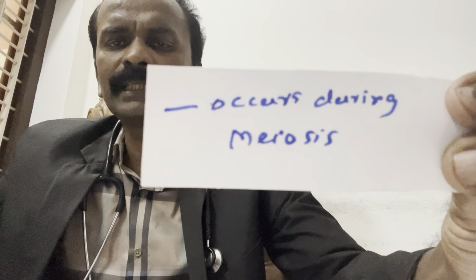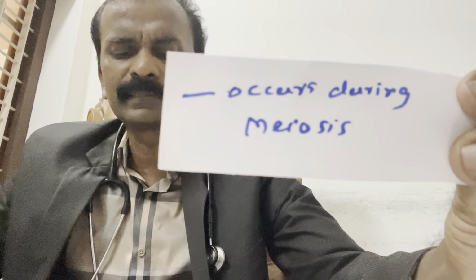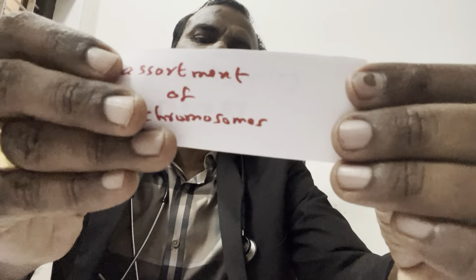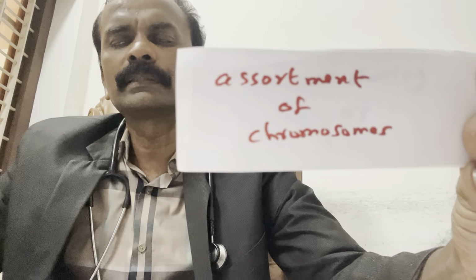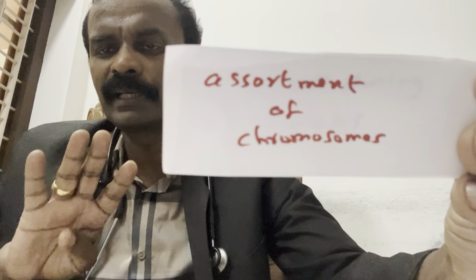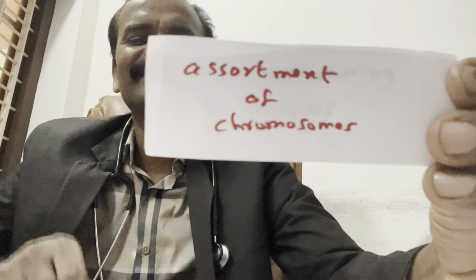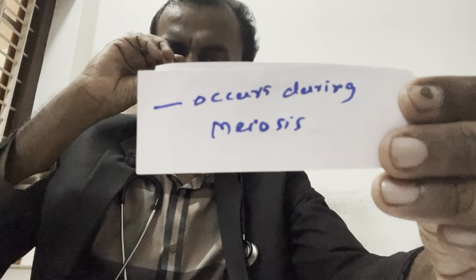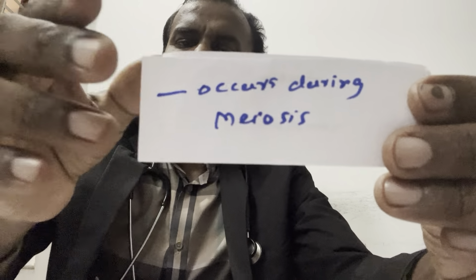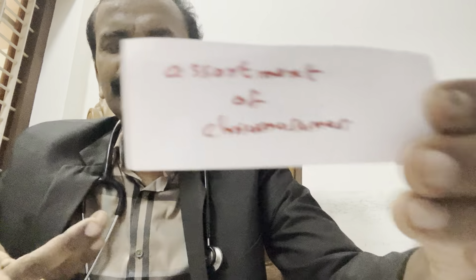Repeated match the following MCQ. Dash occurs in meiosis. Which of the following occurs in meiosis? That time you should answer. The single answer should be assortment of chromosomes. See, when they give you 4 choices, you cannot answer this MCQ. But it is given in the same line in your textbook. Dash occurs during meiosis. Assortment of chromosomes.